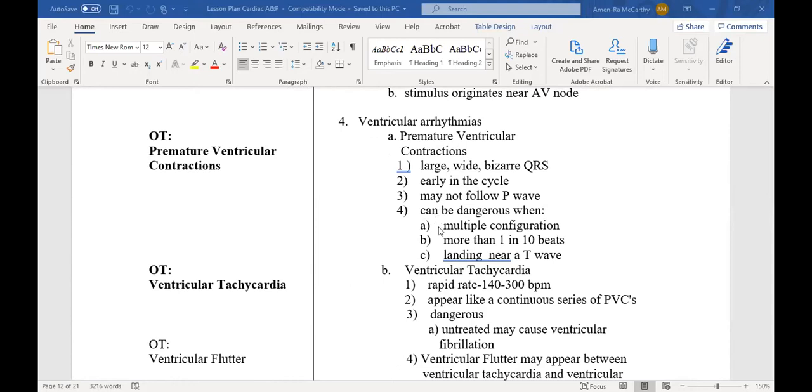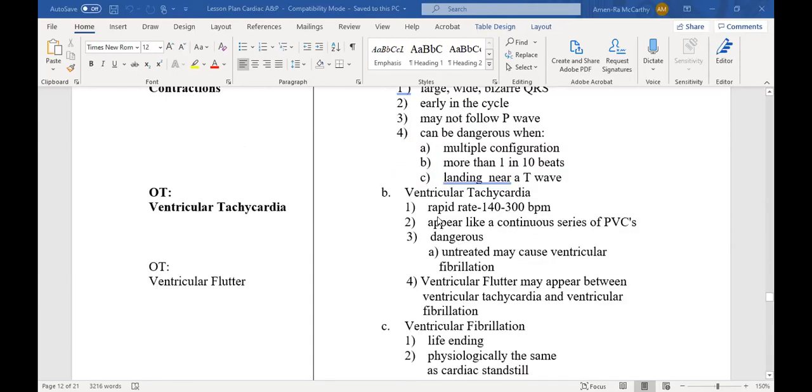It can be dangerous when it's multi-configuration, like if it's different sizes and they keep on happening, more than 1 in 10 beats, right? Or if it lands near the T wave, but you don't have to worry about that, it's hard for you to see. But if you have more than 1 in 10 beats, beat, PVC, beat, PVC, beat, PVC, like you keep having them like that, then they can turn into V-tach. That might be a signal letting the doctor know, hey, he might be about to go into V-tach if we don't see what's causing these multi-PVCs.